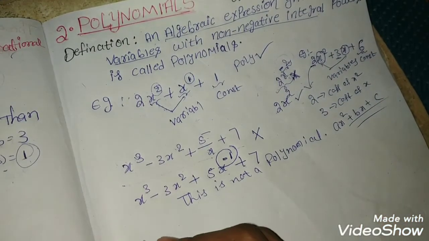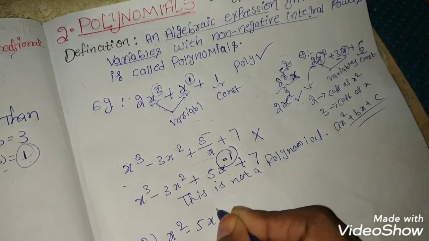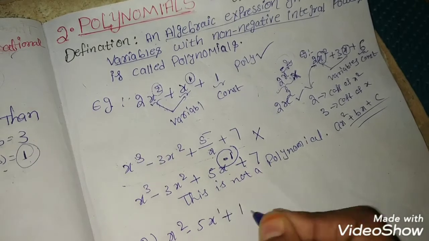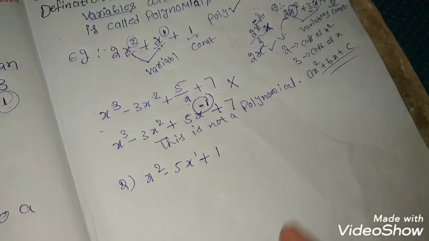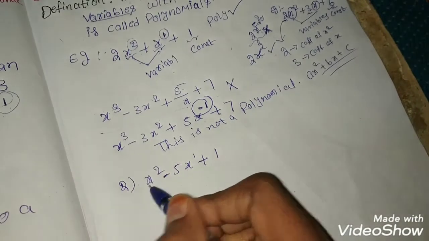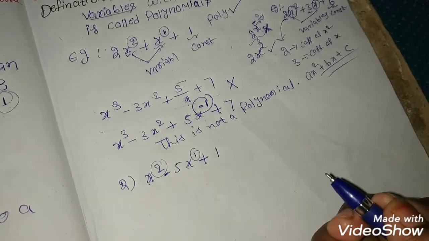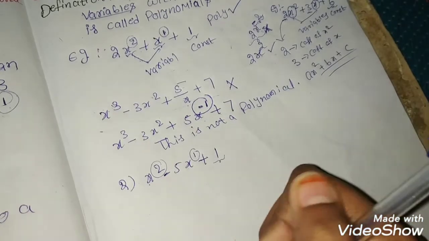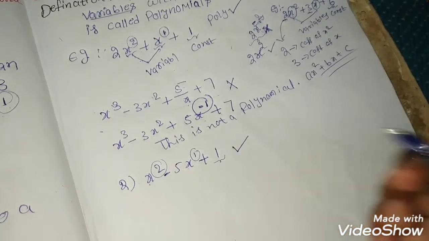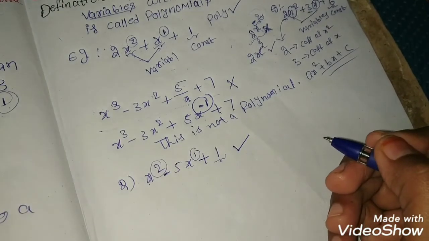Okay, let's check question 2: x square minus 5x plus 1. Is this a polynomial? Yes, here we have an expression of the form ax square plus bx plus c, and we have positive integral powers. Is it right? We have a constant also. So of course we can say this is a polynomial.